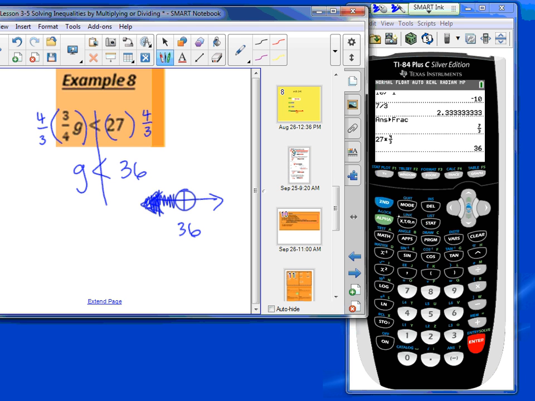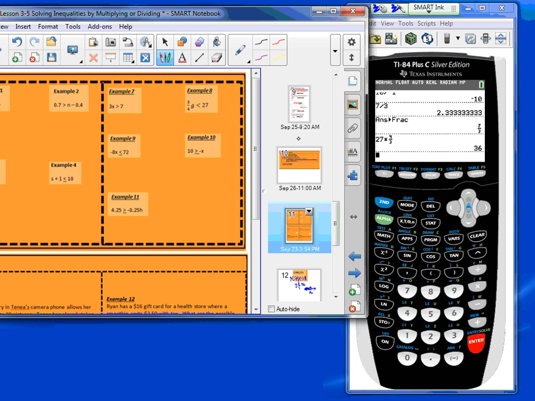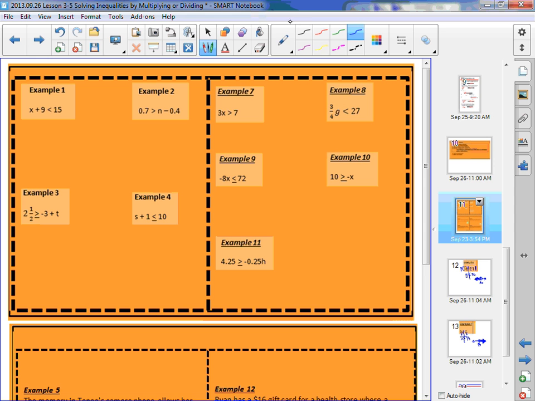No, sir, we only worry about those when we're doing word problems. If it's just like a skill math problem and there's no words, then you don't have to worry about it.